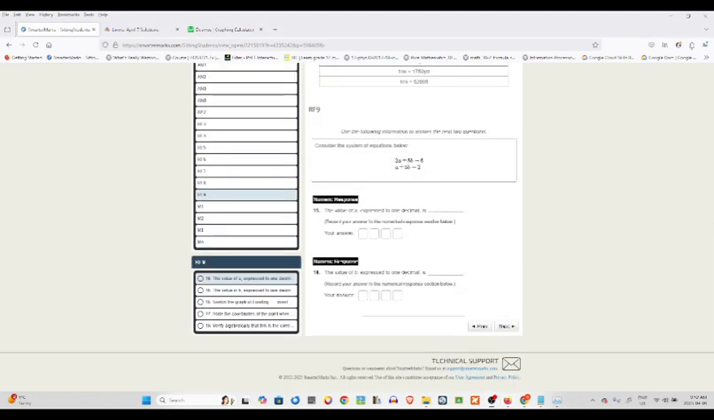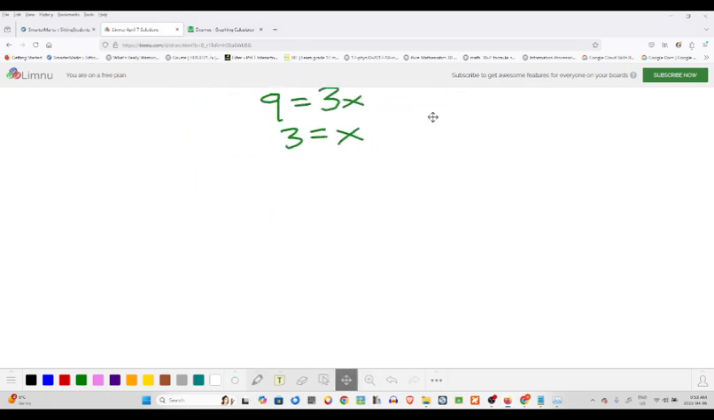All right, RF9, Relations and Functions 9. So here we have the system of equations below. 2a plus 8b is 6. a plus 5b is 2. There are two equations with two unknowns.